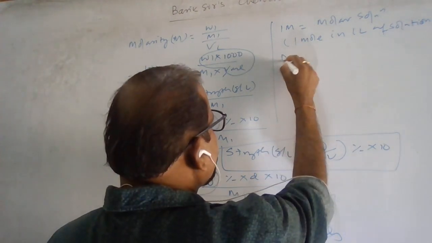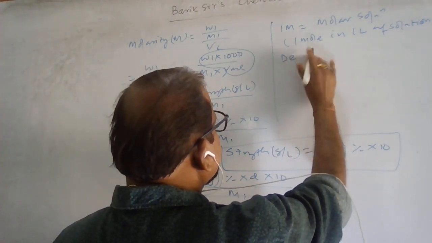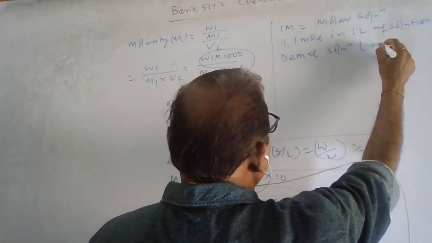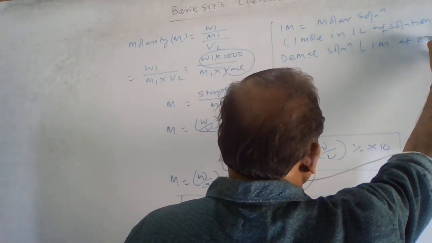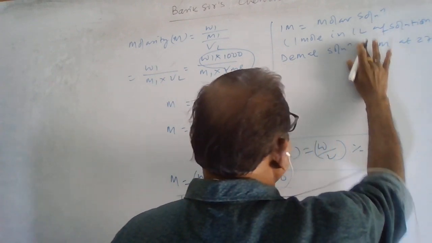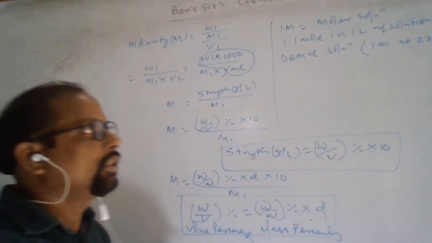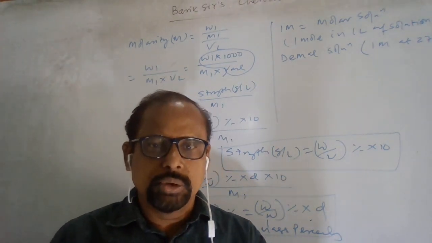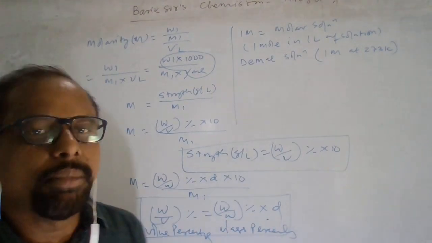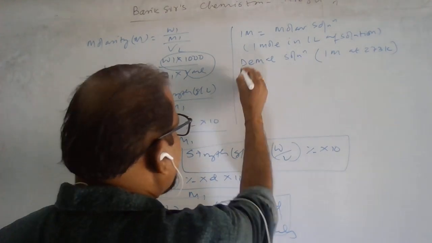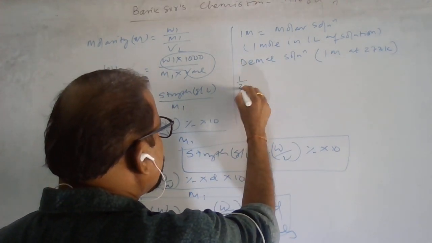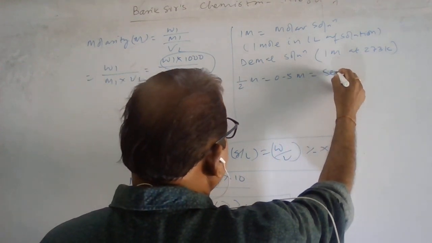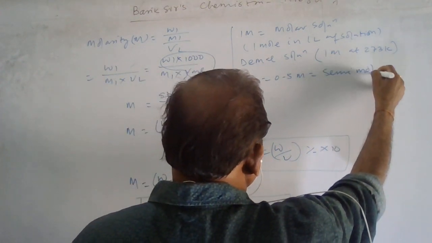One more term is called the demal solution. Demal solution means 1 molar solution at 273 Kelvin temperature. So when 1 molar solution is at a temperature of 273 Kelvin, then it is called the demal solution. After the 1 M, if I write 1 by 2 M, that we can write as 0.5 M, that is called the semi-molar solution.